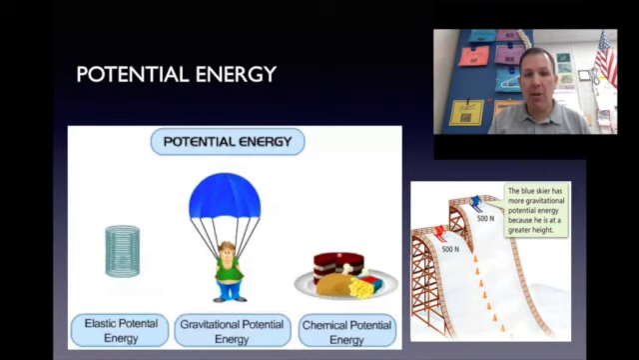We've talked a lot about gravitational potential energy. The higher you go up, the more energy you have because gravity is pulling you down. In this picture, the blue skier is higher up on a bigger ski ramp, so he has more energy because he's at a greater height. He would be moving faster at the bottom of the ramp than the red skier there. So that's gravitational potential energy.